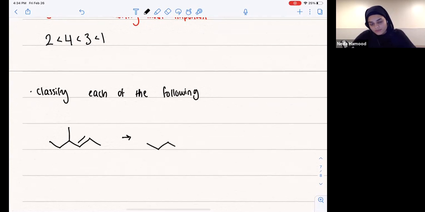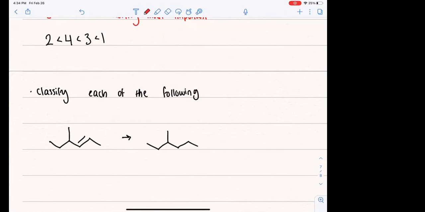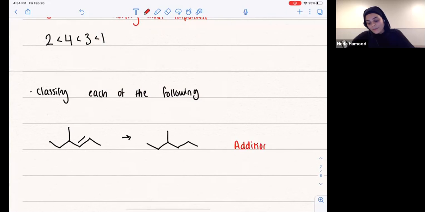Oh, you know what? What is this from? Have you guys learned this yet? Wait, I think this is chapter 8, actually. What are we looking at? I don't understand. Okay, yeah, this is an addition reaction. We haven't done those yet.